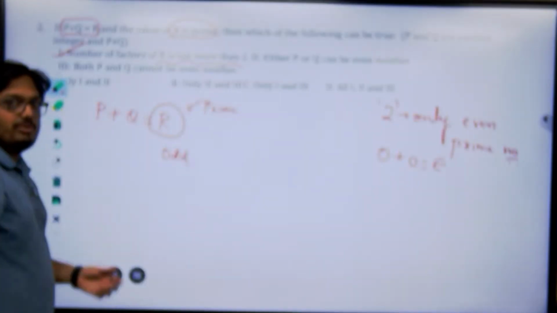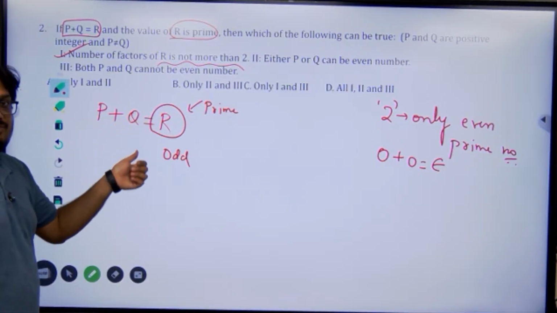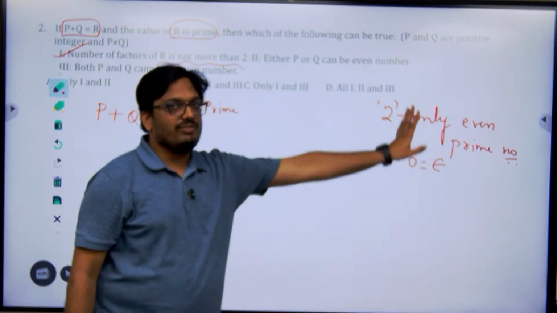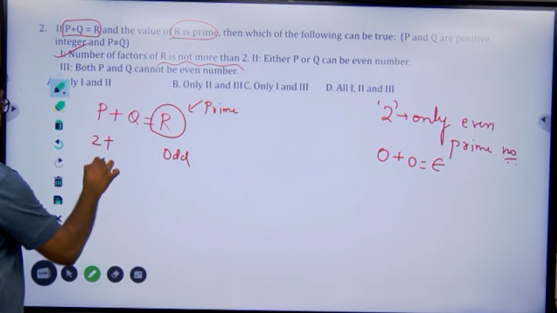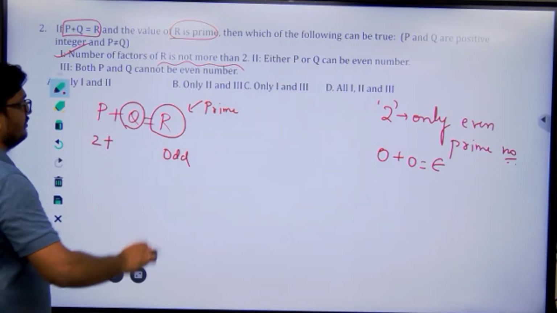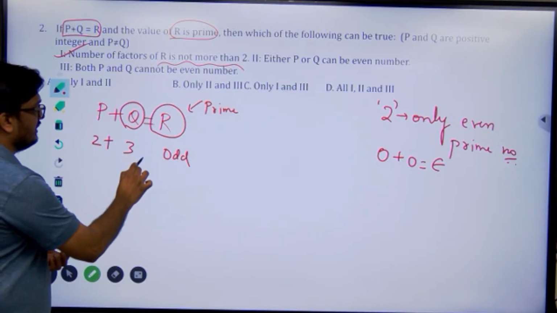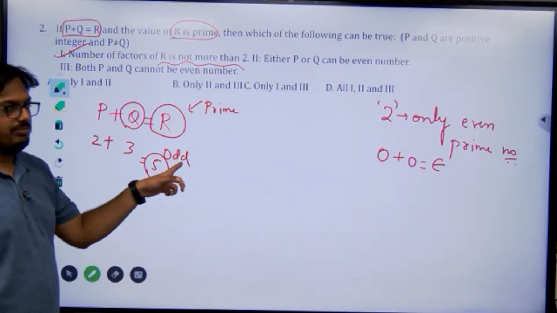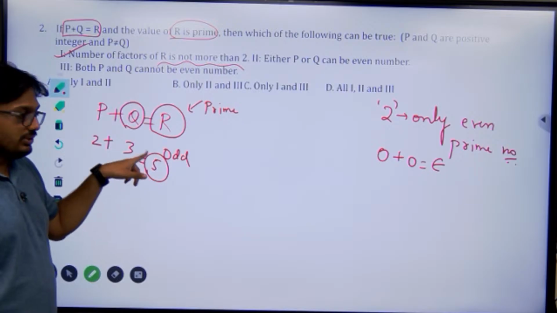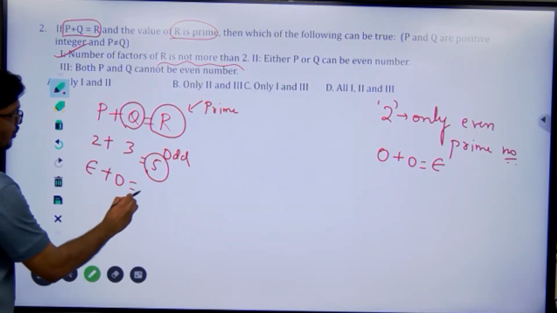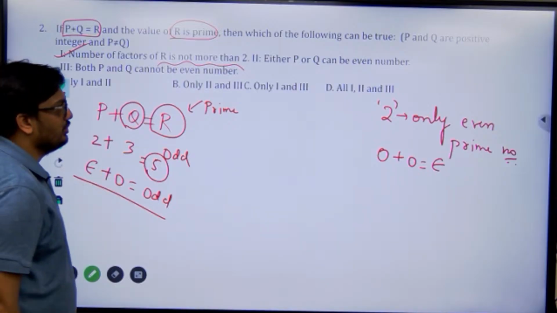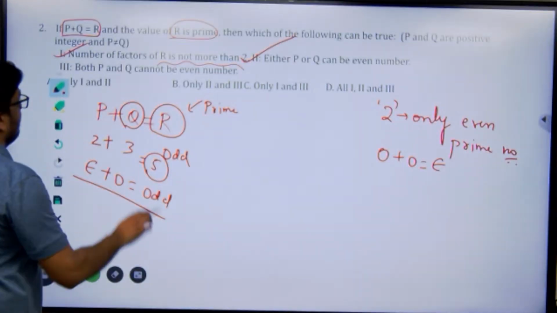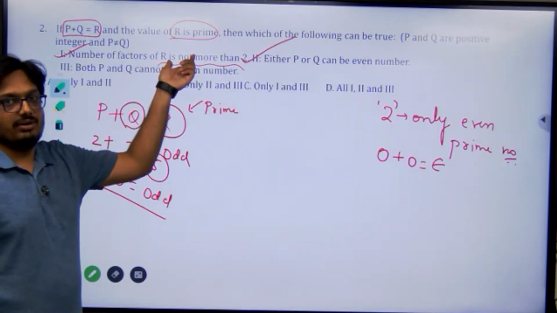Therefore, here it should be odd, which means either P or Q can be even. 2 is the only even prime number. If you take 2 and for Q you take anything, 3, then 2 plus 3 is 5. 5 is a prime, yes, 5 is odd. So even plus odd, you will get odd. Either P or Q can be even number. It may be 2 plus 3 or 3 plus 2. Yes, it is correct.